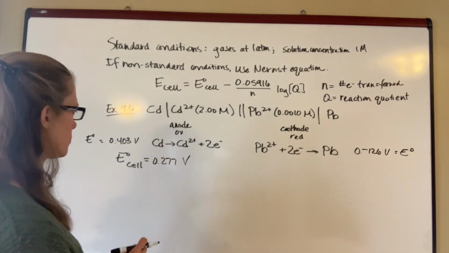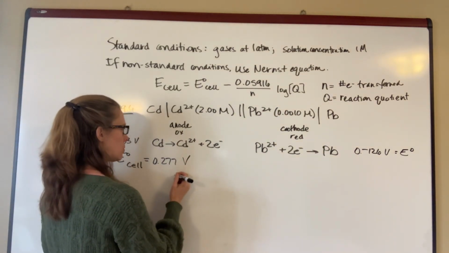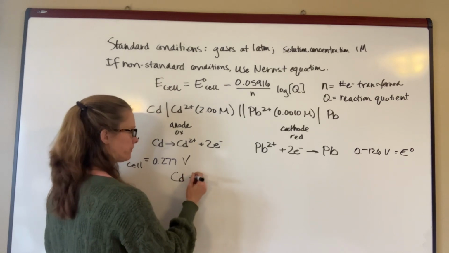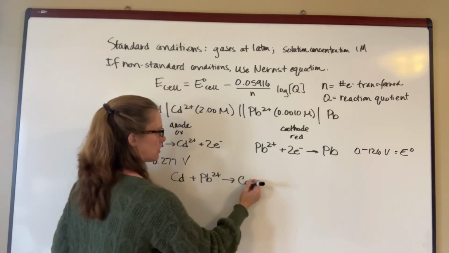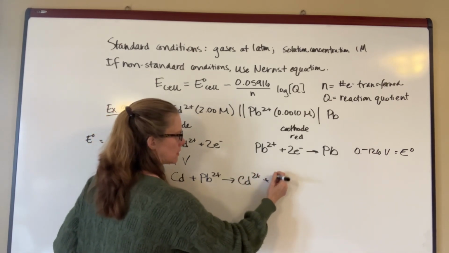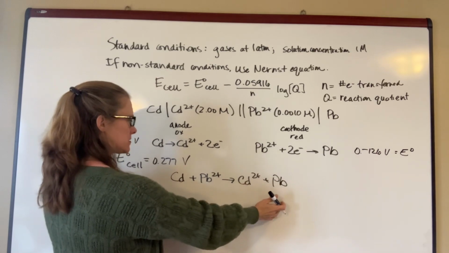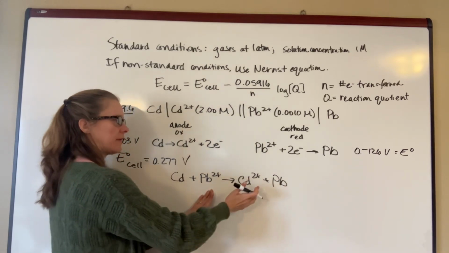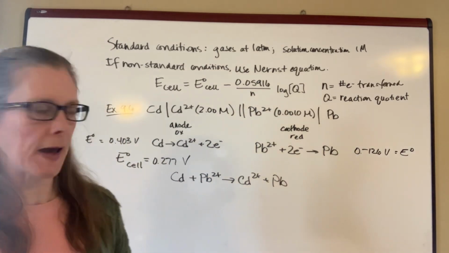Okay, so I'm going to write the overall equation. So that's going to be cadmium plus a lead 2 ion yields a cadmium ion plus lead. And again, atoms are balanced and I have a positive 2 charge on the left and a positive 2 charge on the right. So I can see that it's balanced just by doing that.